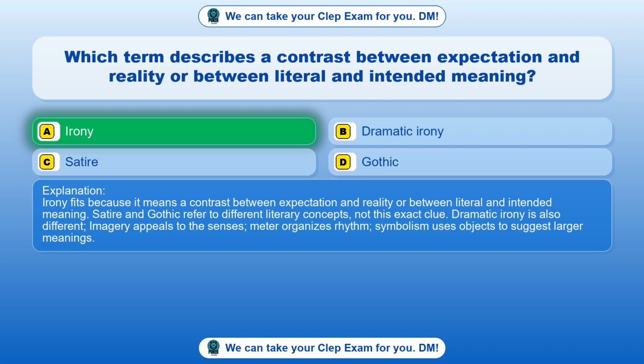Satire and Gothic refer to different literary concepts, not this exact clue. Dramatic irony is also different. Imagery appeals to the senses, meter organizes rhythm, symbolism uses objects to suggest larger meanings.